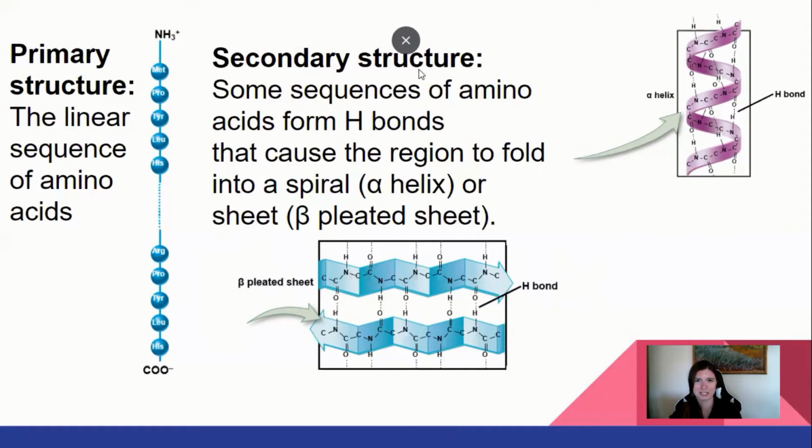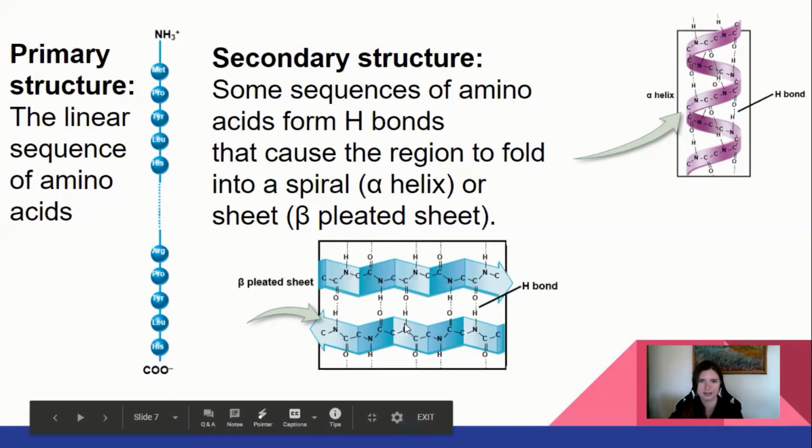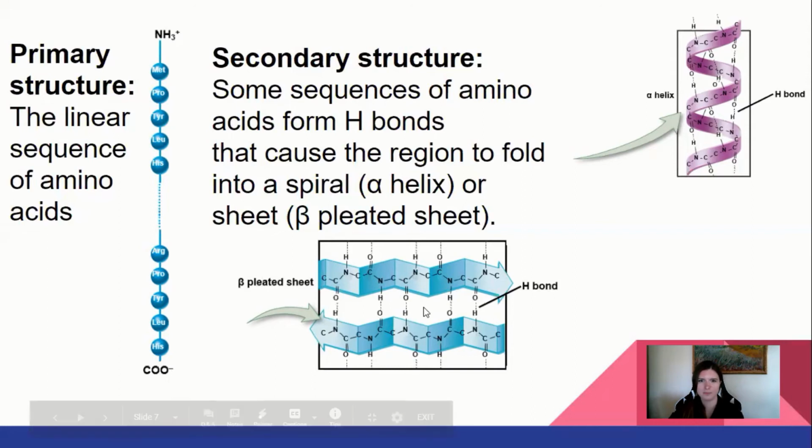So the secondary structure of a protein actually forms only really one of two specific shapes. The secondary structure is going to form because we're going to create hydrogen bonds between the hydrogens coming off of our nitrogen in that amino group and the oxygens in that carboxyl group.